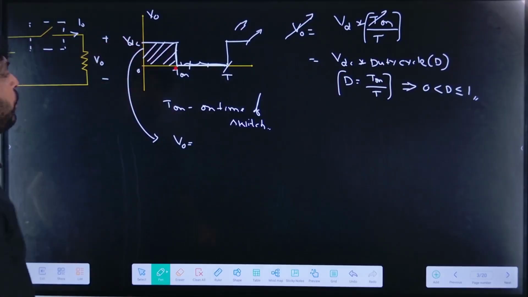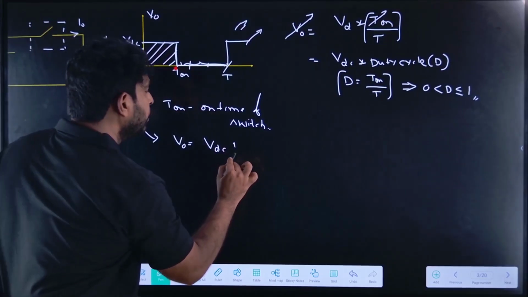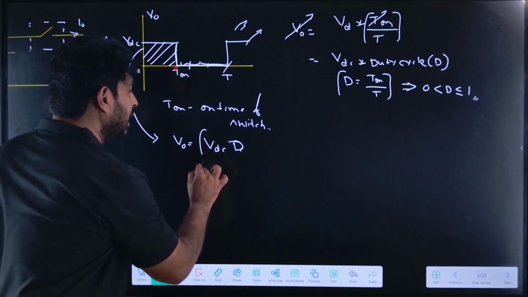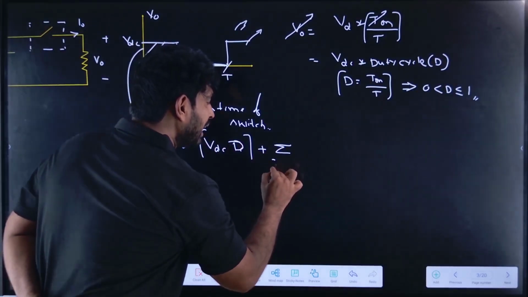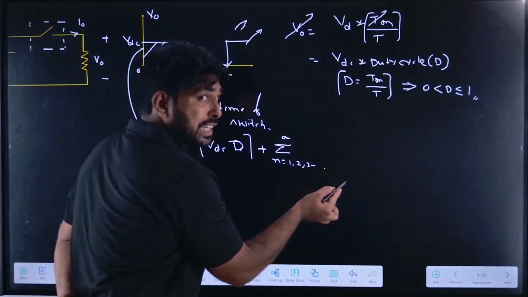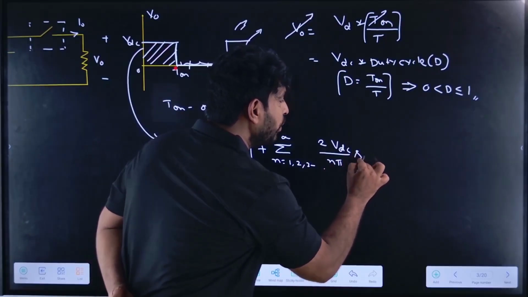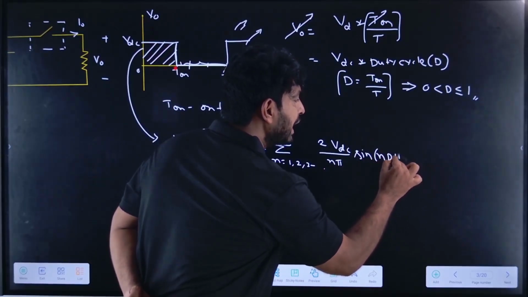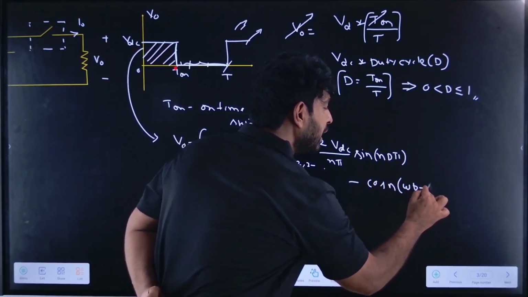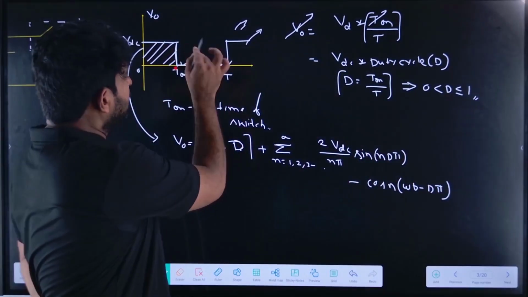So V naught equals VDC into T on by T, which is equal to the duty cycle. VDC into duty cycle plus sigma n equal to 1, 2, 3 and so on, which is the order of the harmonic, which is equal to 2 VDC by n pi into sine n d pi, into cos of n omega t minus d pi. So this is the Fourier series expression for this waveform.